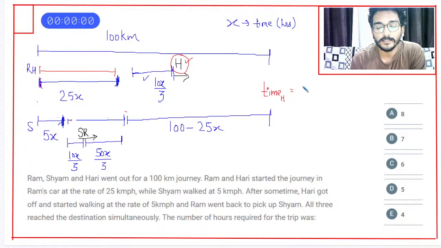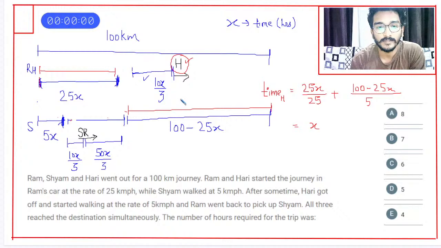So the time taken is distance divided by speed. The time is x for this particular journey. And for the remaining journey, this is the distance covered by Hari with the speed of 5. He is traveling alone now with the speed of 5. So the time taken is 20 minus 5x, which is 20 minus 4x. So this is the time taken by Hari in terms of x.